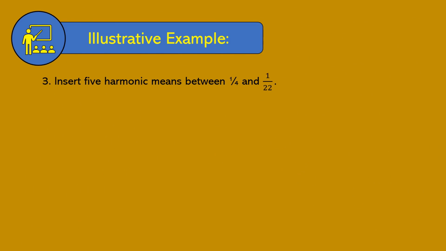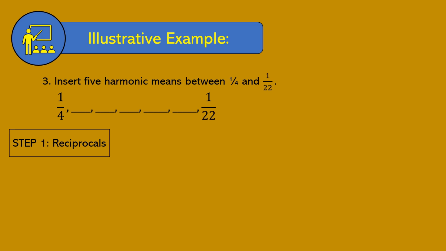Let's try example number 3. Insert 5 harmonic means between 1/4 and 1 over 22. Now let's illustrate this one. So this is what it looks like. We have 1/4, then 5 harmonic means in between the two given, 1/4 and 1 over 22.